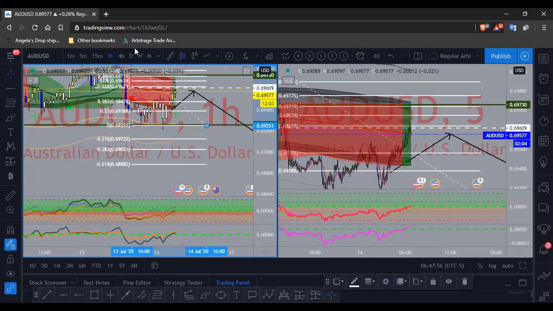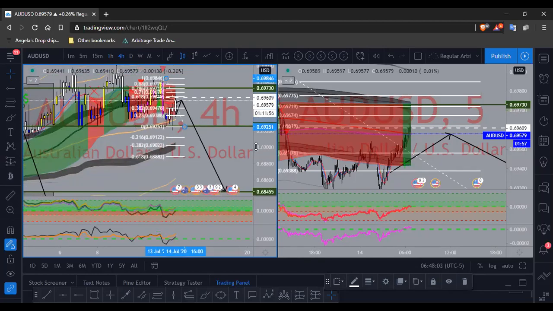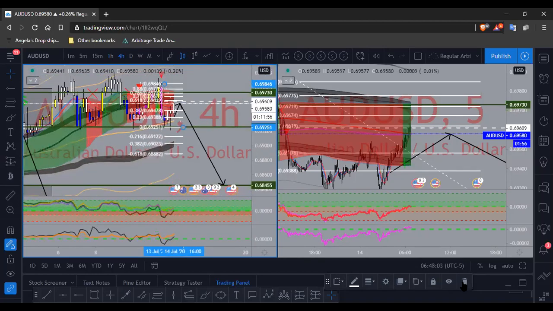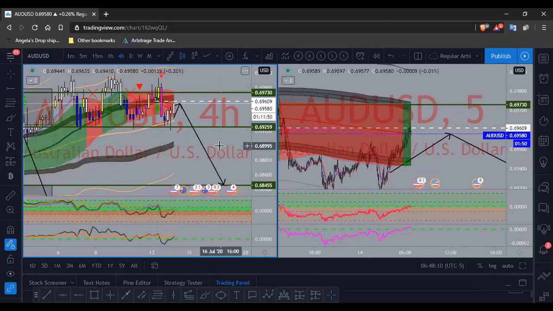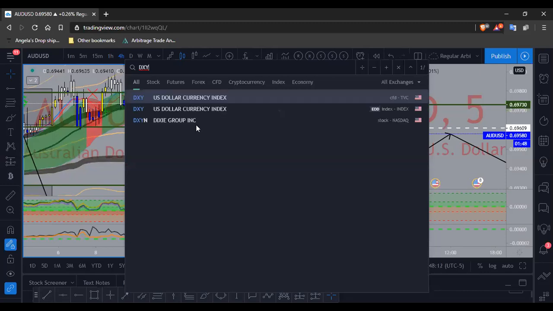I'm actually going to get in this right now. Although actually, you know what? Before I get into this, let me go look at the DXY. Yeah, I don't want to get into a trap of any sort. But I definitely do like that sell.